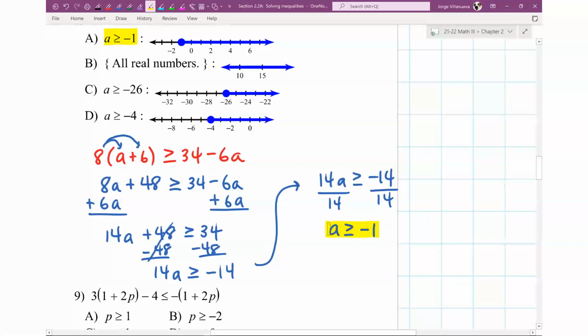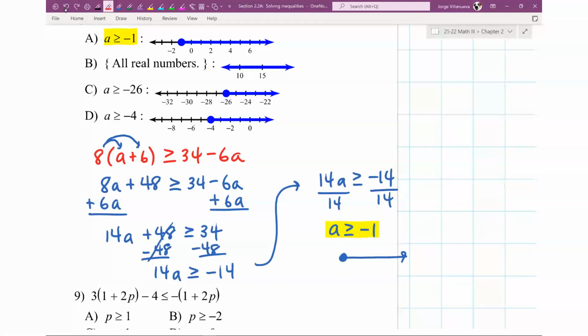Now, let's just verify that it's right. What kind of circle should it be? A solid or an empty circle? Solid, right? Because if it says greater than or equal to, it should be a solid circle. Which way should it be going? To the right or to the left? To the right. Okay, how do I know? Because this thing right here, you can think of it like an arrow, right? It's going that way. It's pushing it to the right side.